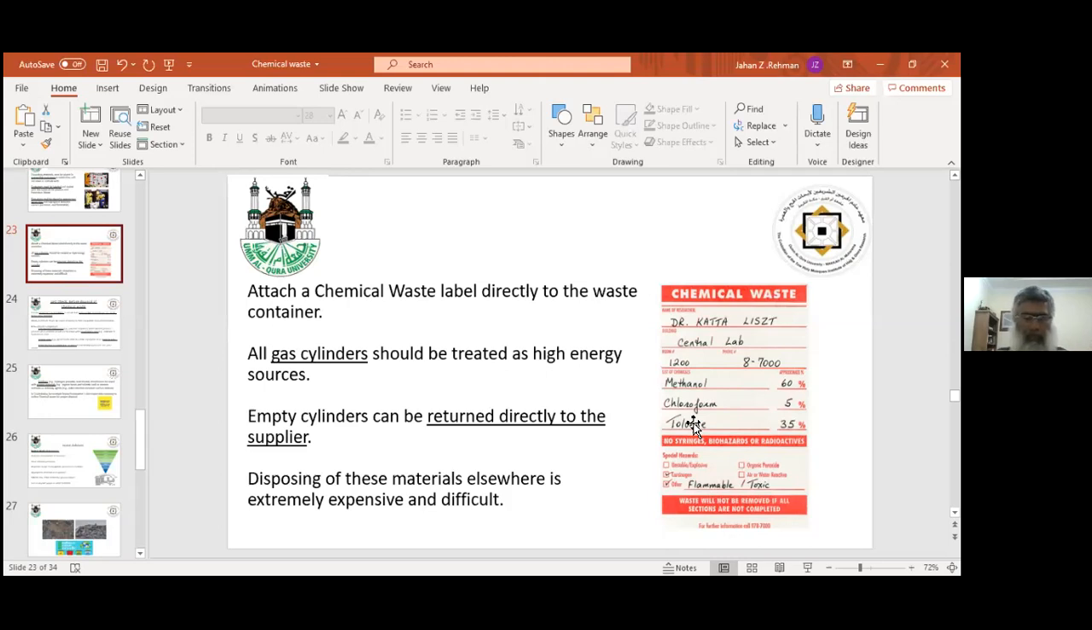Why do they put these chemicals together? Because the nature is the same. They are all flammable, they are all toxic, so they cannot interact with each other. If you put one wrong chemical in the same canister, then it will be a wrong decision.